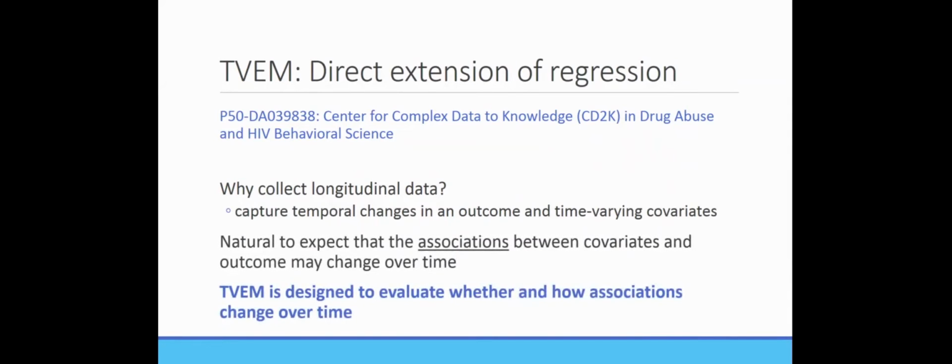It's how we want to study the emergence of behavior problems. But also, I would argue it may be very natural for us to expect that not only do the outcomes and the covariates change over time, but the associations between covariates and outcomes may change over time. The associations may change over time. And in regression, we're talking about regression coefficients, right? Slopes. So the time-varying effect model is designed specifically to evaluate whether and how associations between variables change over time.